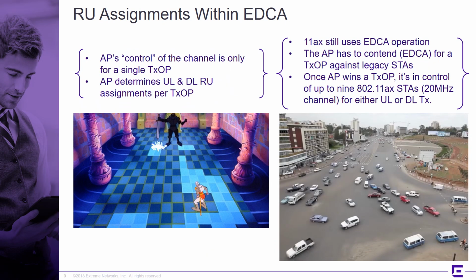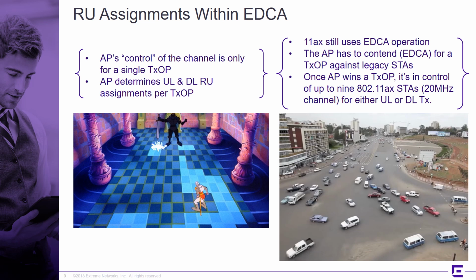It's important to understand that 11ax is not holistically deterministic. And what I mean by that is it is not in control of all the clients all the time. It's only going to be in control of the 11ax clients, and it will only control them during a TXOP. So it has to win a transmission opportunity.